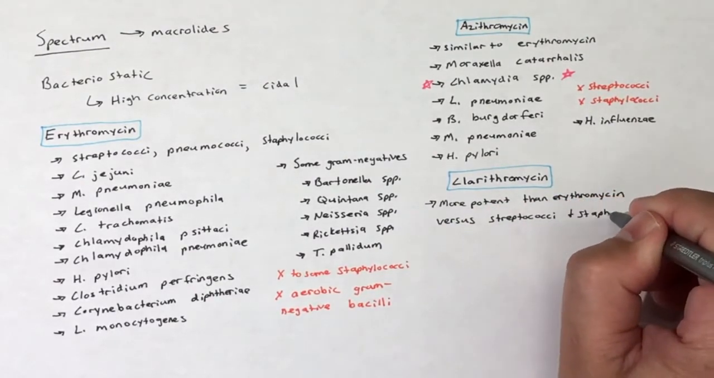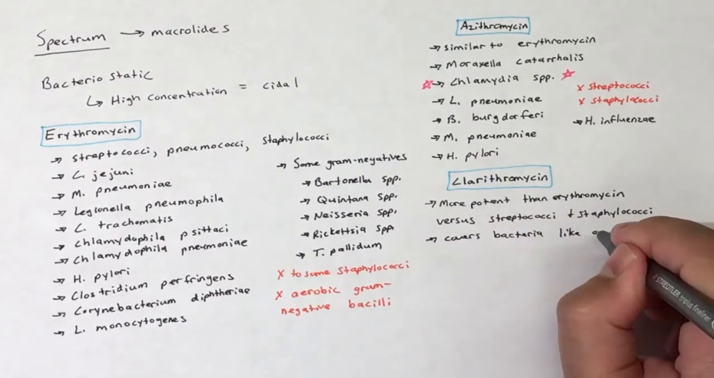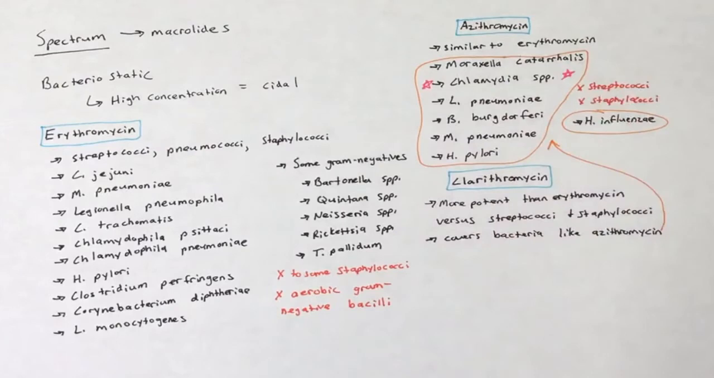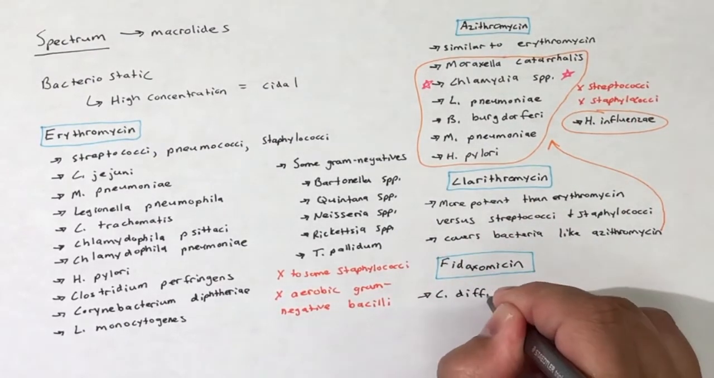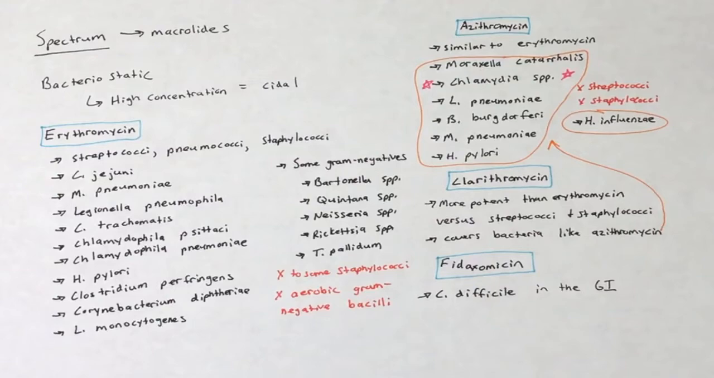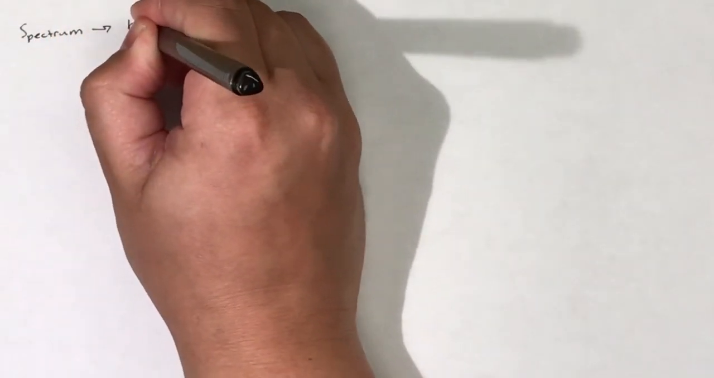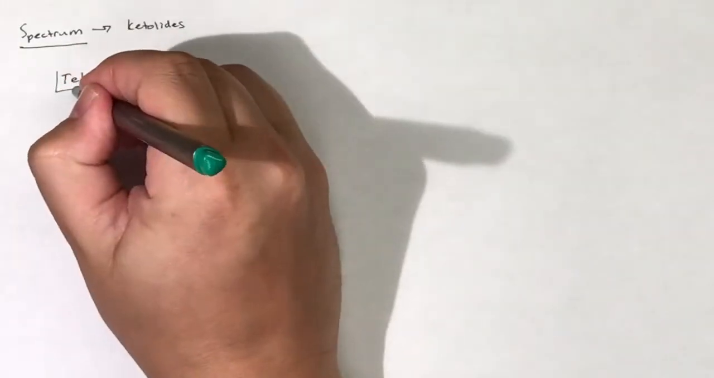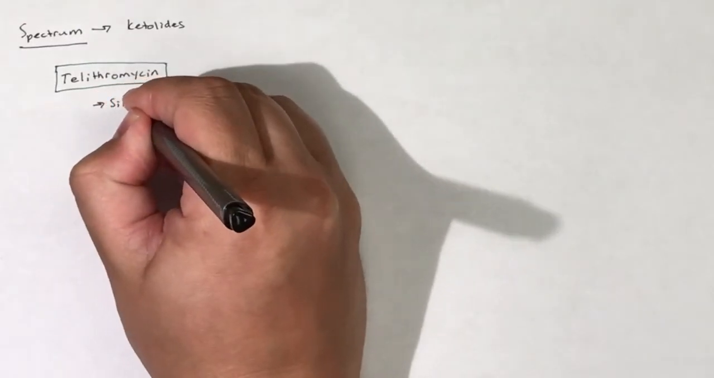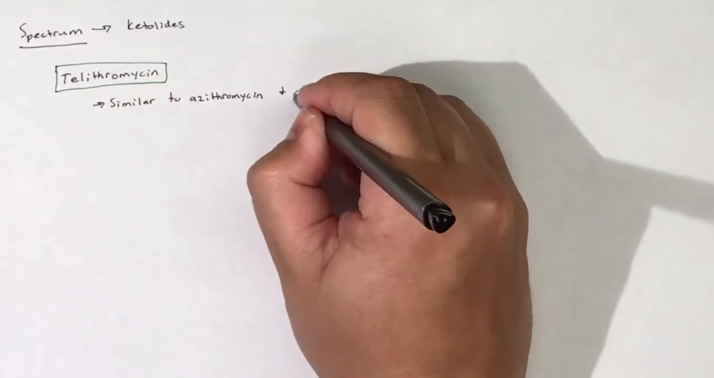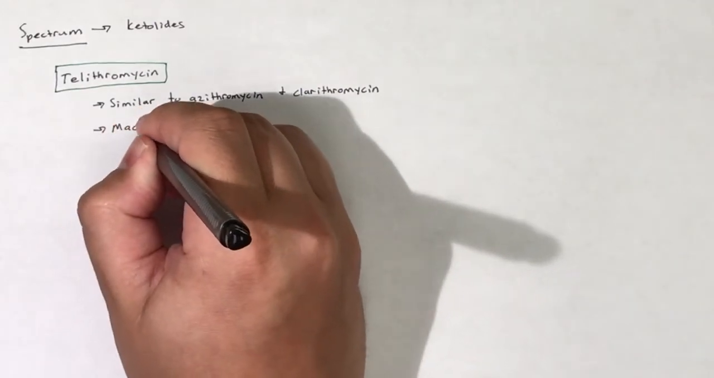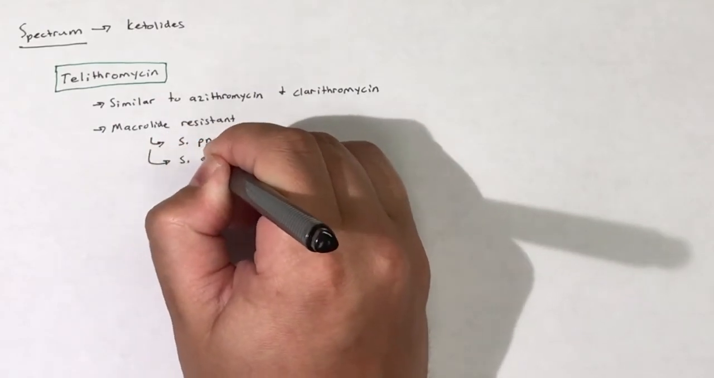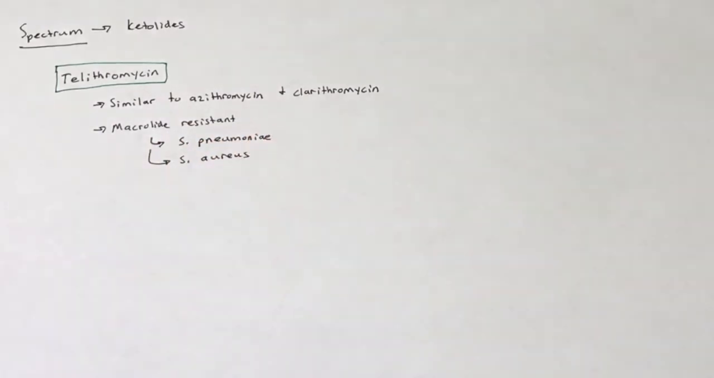Clarithromycin is more potent than erythromycin against sensitive streptococci and staphylococci. In addition, clarithromycin is active against the same bacteria highlighted with azithromycin. Like azithromycin, clarithromycin is also active against H. influenzae. Fidaxomicin is mainly used to treat C. difficile infection in the GI tract. The ketolide, telithromycin, is similar to azithromycin and clarithromycin, with the added ability to withstand resistance in macrolide-resistant S. pneumoniae and S. aureus strains. This is because ketolides are poor substrates for drug efflux, and because ketolides can bind the ribosomes of some bacterial species with a higher affinity when compared to the macrolides.